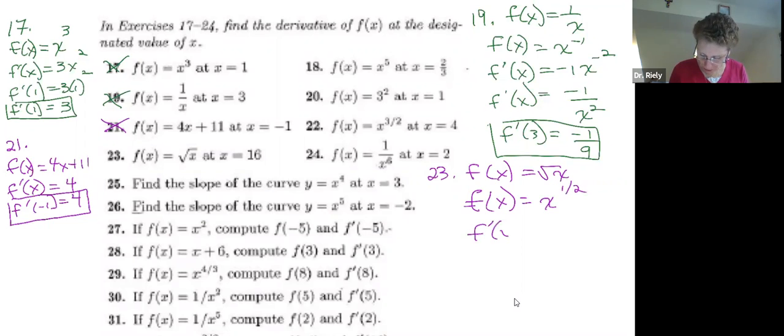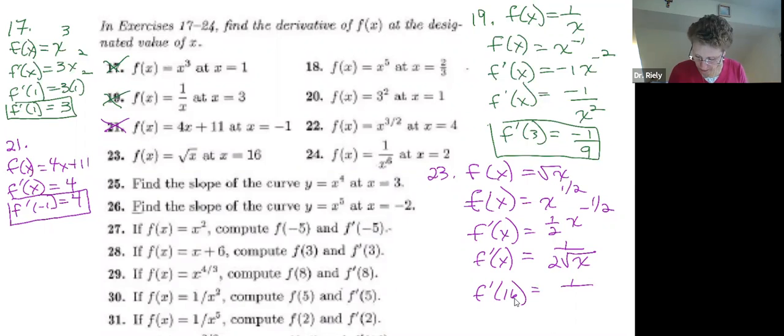Now I do my prime notation. That's going to be 1/2 x to the negative 1/2. Now this is 23. I have to evaluate it. So I'm going to go one more step and rewrite this. And this is this. So now let's evaluate it.